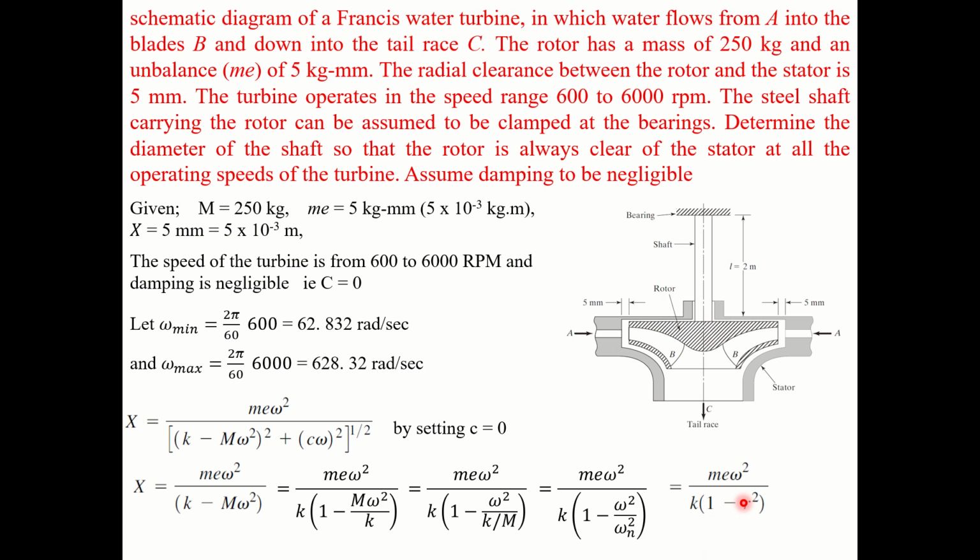Now we will find out what the natural frequency is. The natural frequency omega n is root k by m. Here k is unknown, and the mass is 250. So you will get 0.063245 root of k rad/s. Next, k is in Newton per meter.